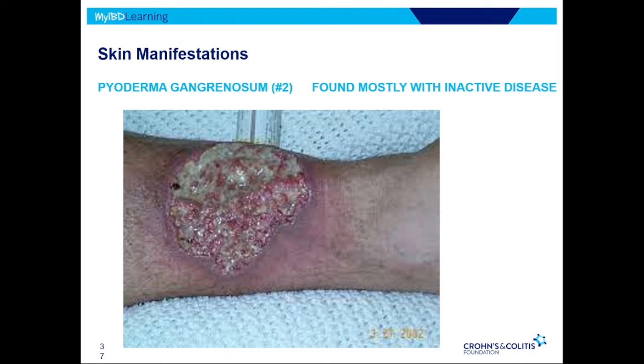And the interesting part is this is found a lot with inactive disease. So your GI disease can be well controlled and you can still get these skin lesions, so very important. It's uncommon, but of IBD manifestations of the skin, it's relatively common.